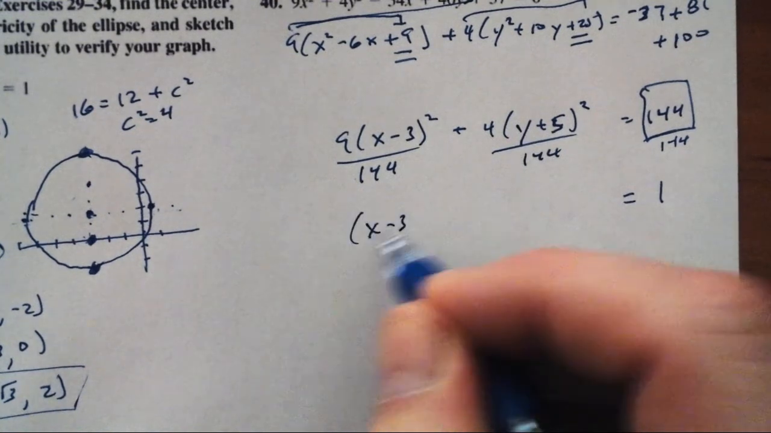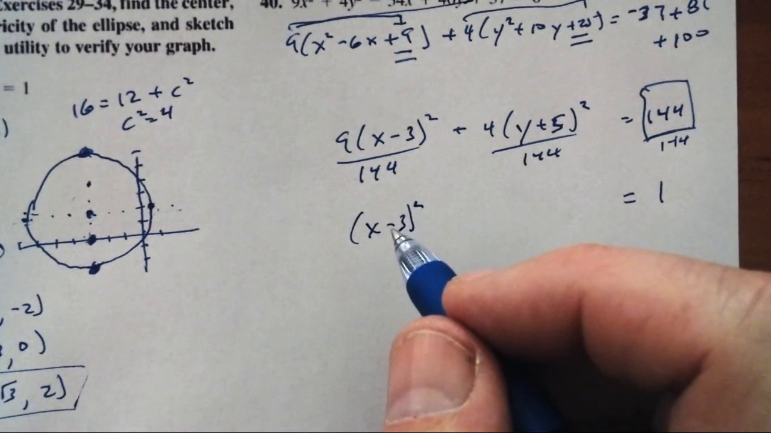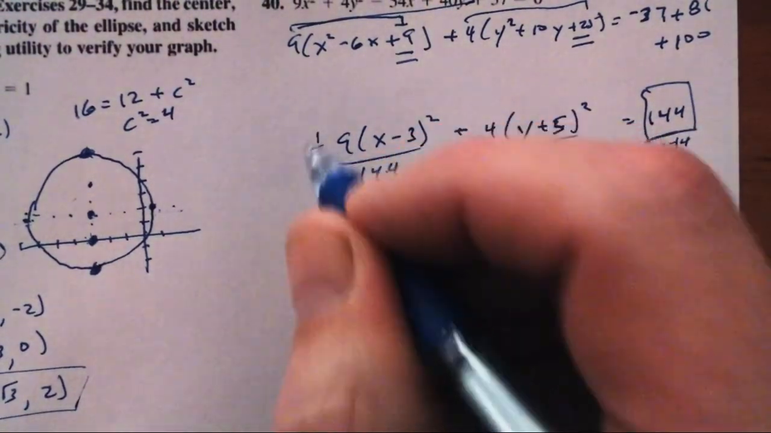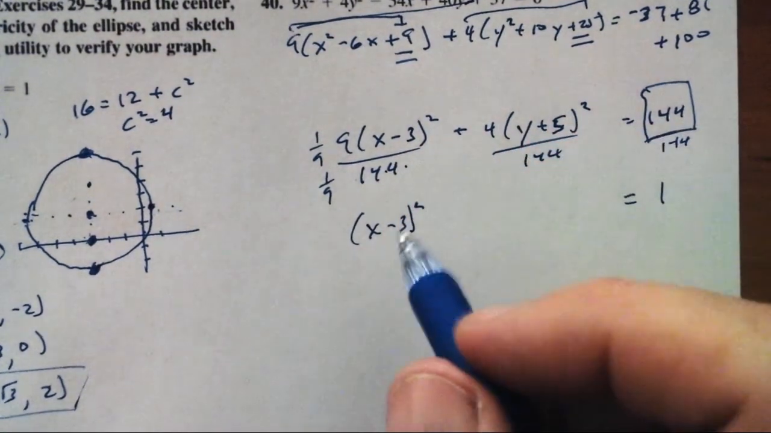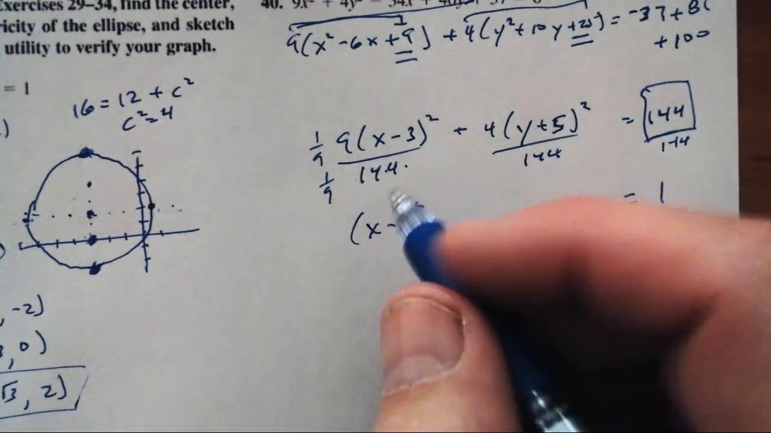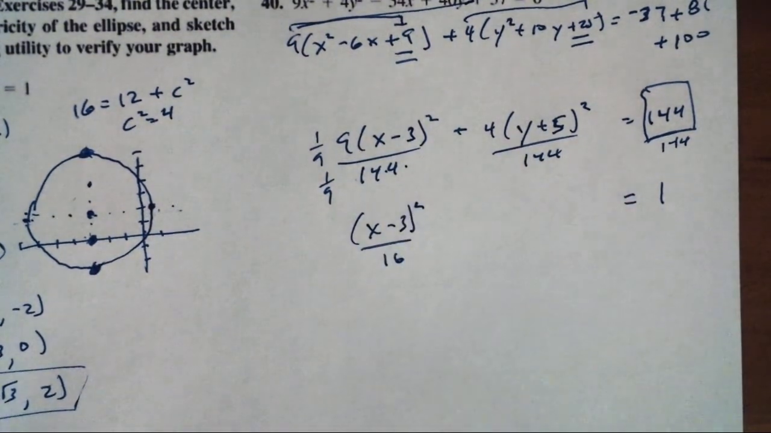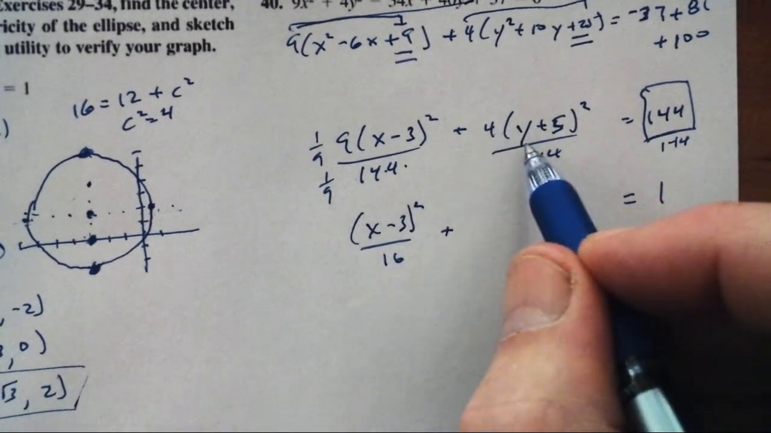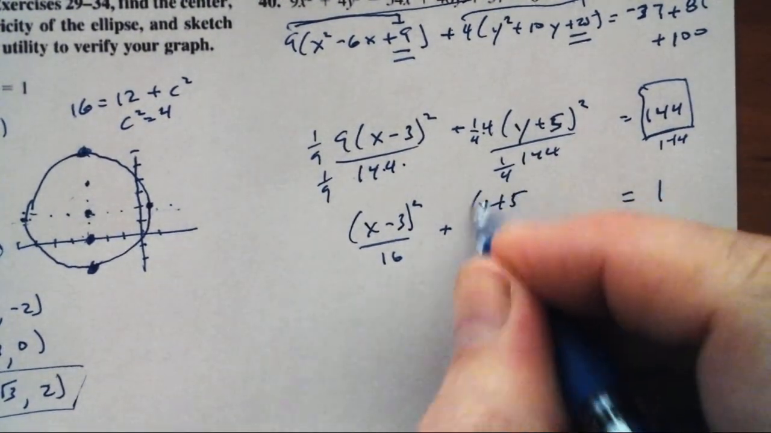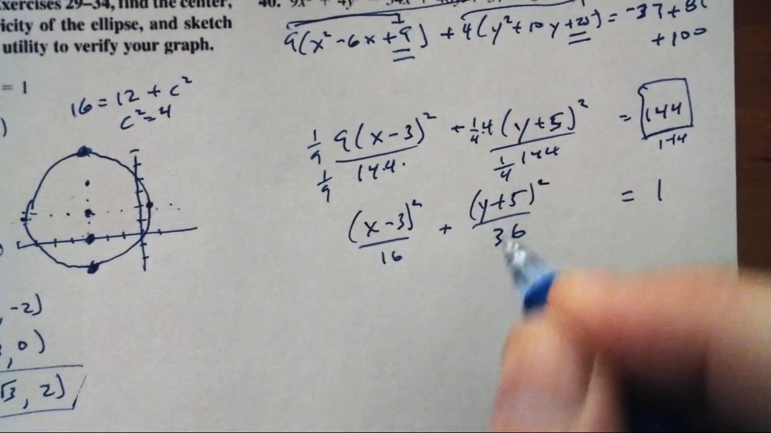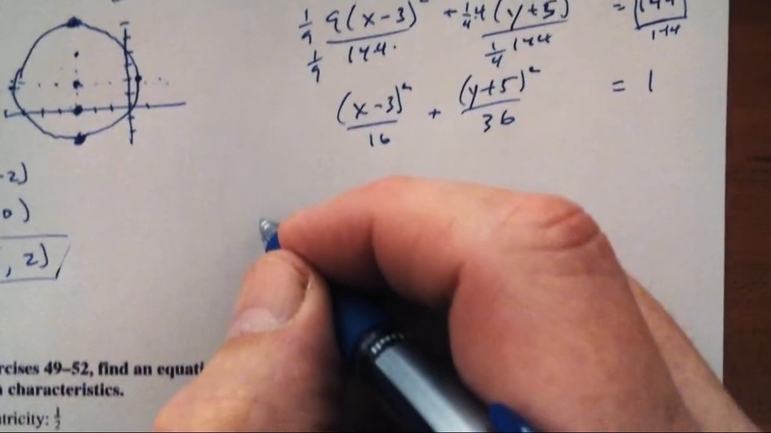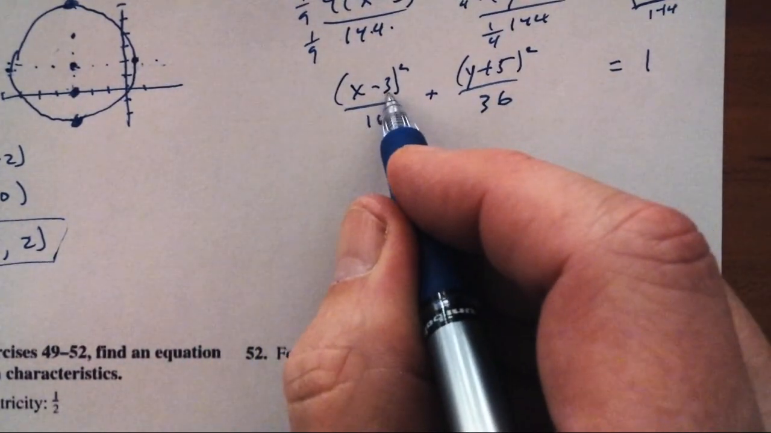And I get x minus 3 squared on 9 divided by 144. This would be if I multiply top and bottom by 1/9. I get 144 divided by 9, which I think we all know, but we get 16 there, on 16. Plus 4 on 144. If I multiply by 1/4 and by 1/4, I get y plus 5 squared on 36. So it took all that to get to that point. Now we still have to graph this thing. Okay, so my center is right 3, down 5.